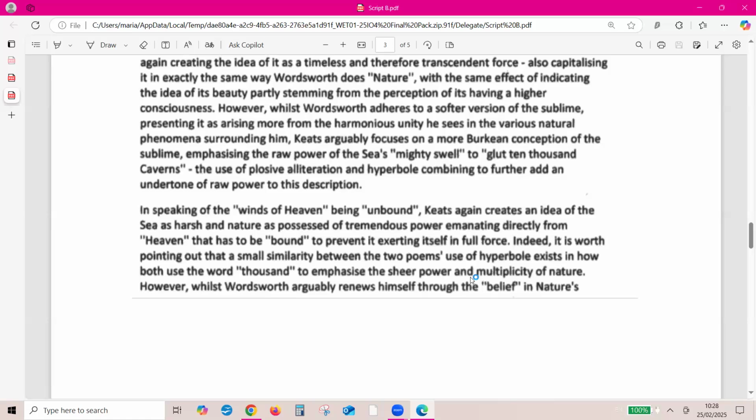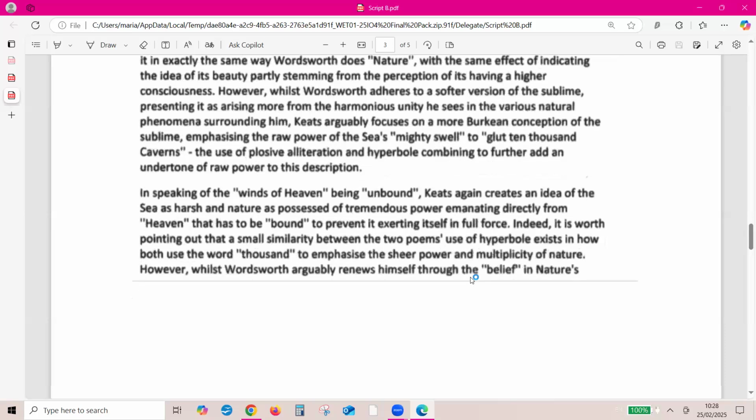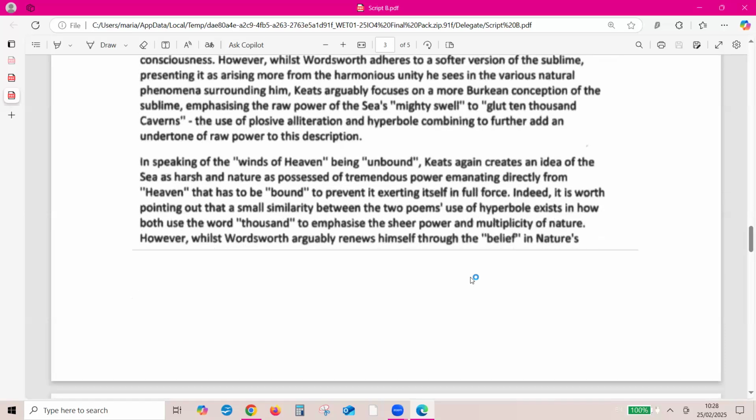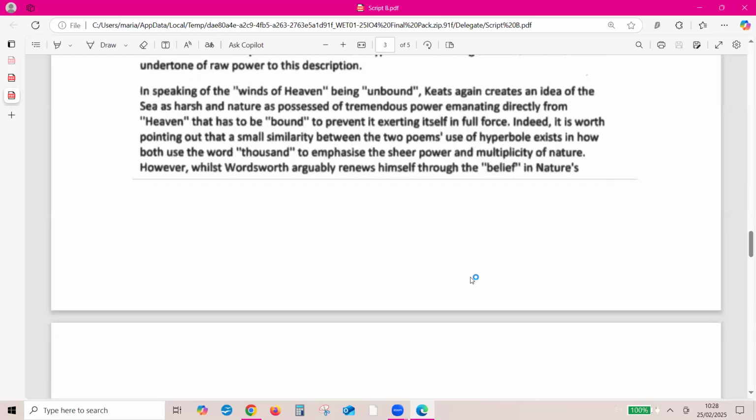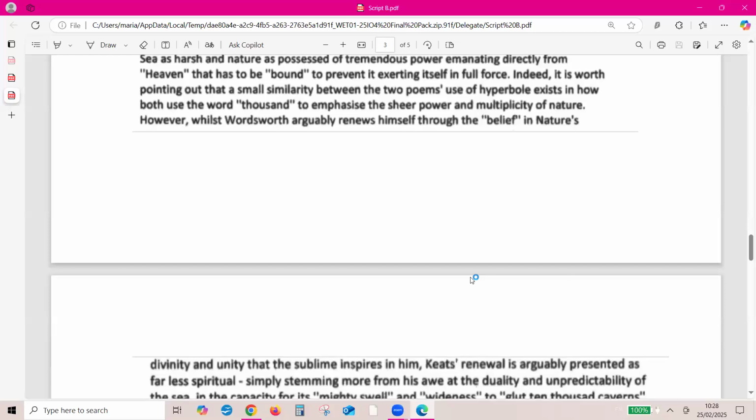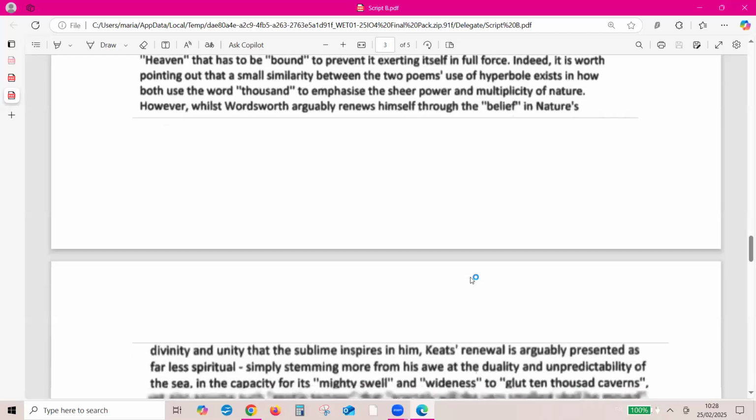as harsh and nature as possessed of tremendous power emanating directly from heaven that has to be bound to prevent it exerting full force. Indeed, it is worth pointing out a small similarity in the poems' use of hyperbole, in that both use the word thousand to show the power and multiplicity of nature.